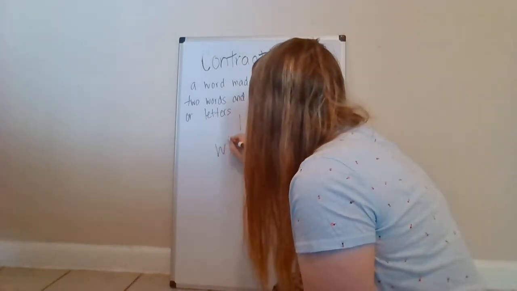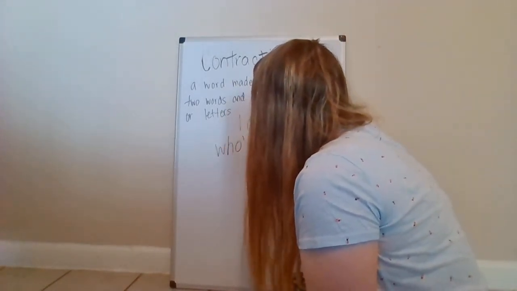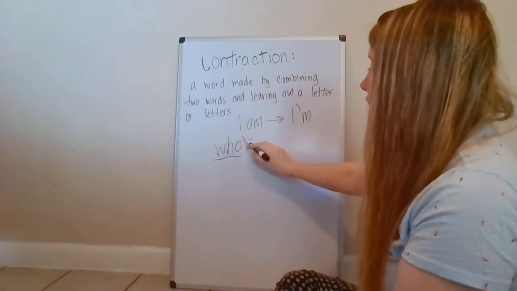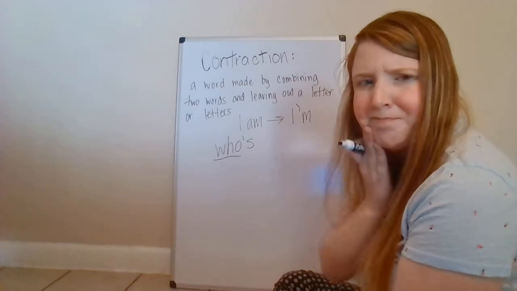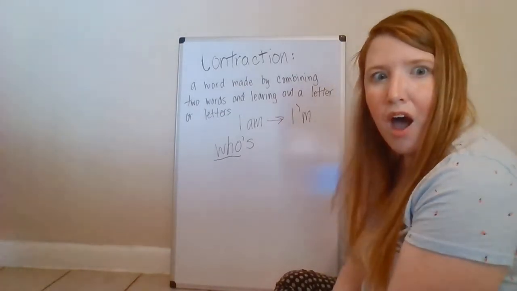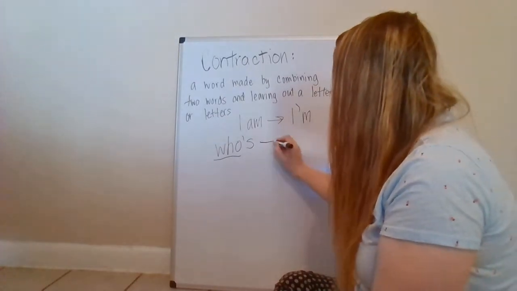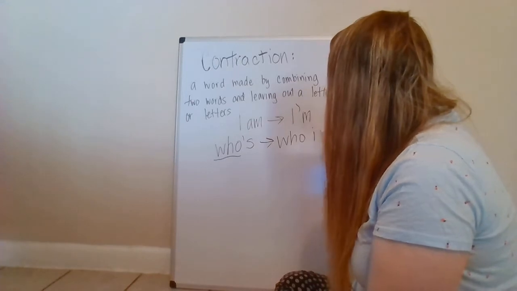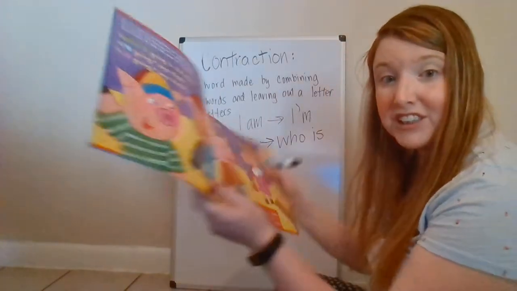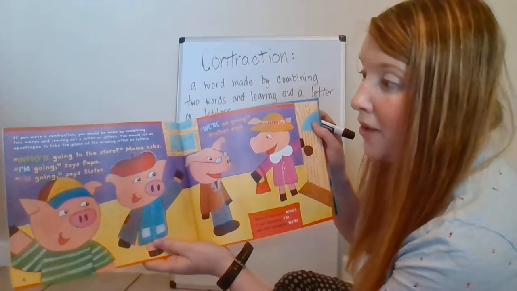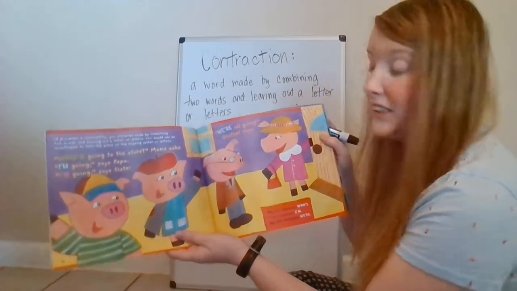So if we have who's, we know we've got who, so that's our main word. And then we have an apostrophe S. What could that be? Oh my gosh, what if who's was who is? Let's see if it still fits in the sentence. Who is going to the store? Mama asks. That makes sense.